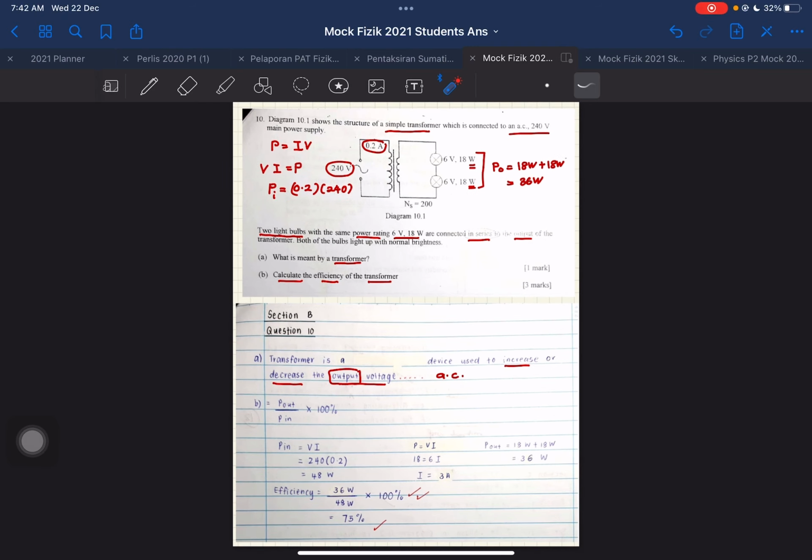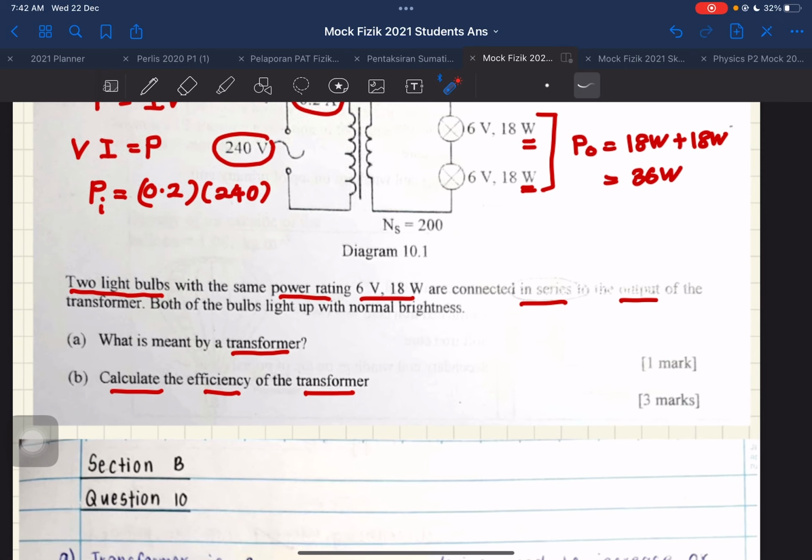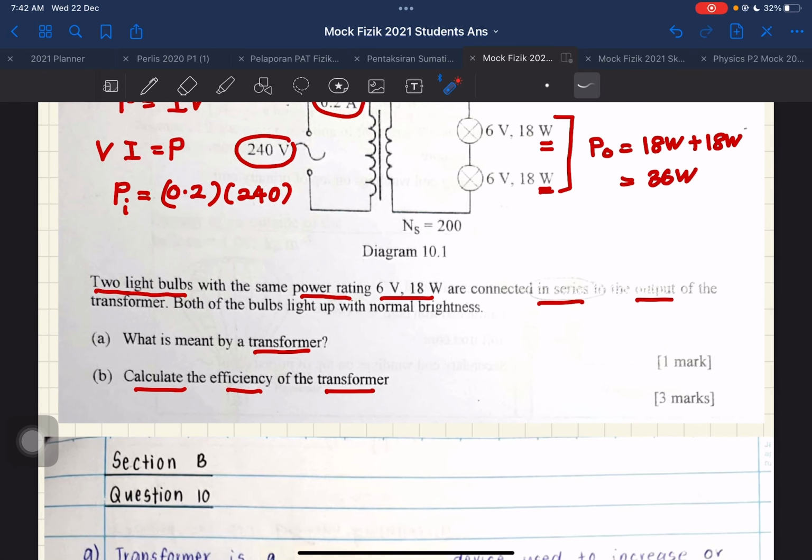Before we move on to the next question, look at this. Some questions, they also love to ask you to define the power rating. So what is meant by 6 volt 18 watt? To define this, you need to write like this.